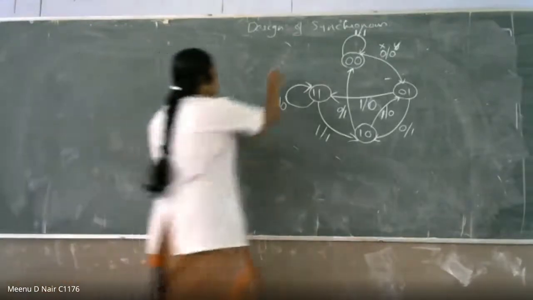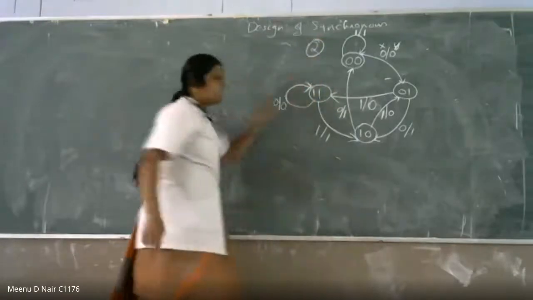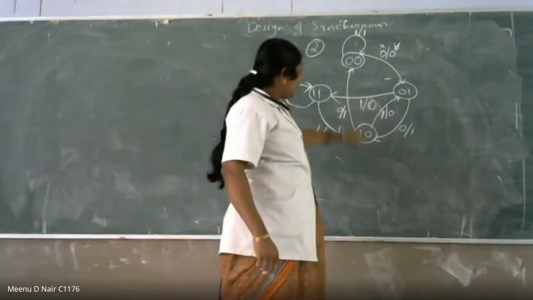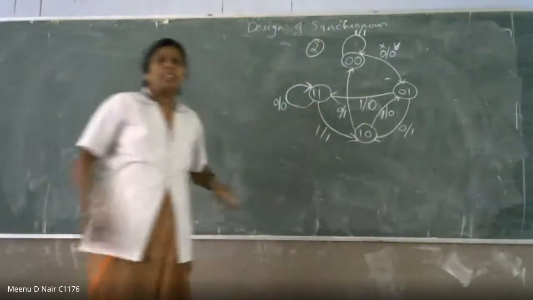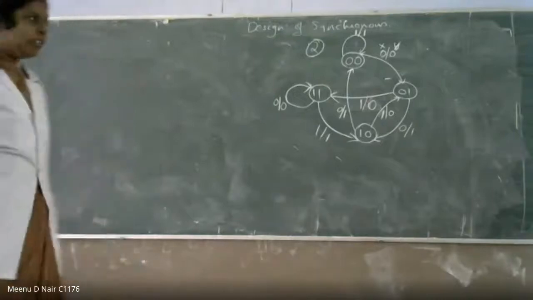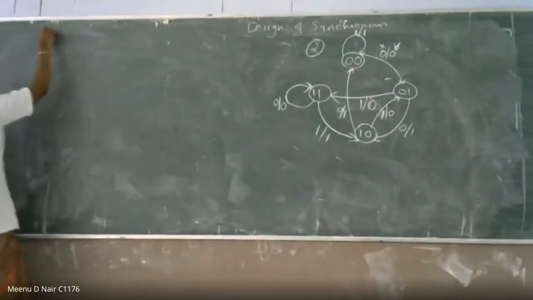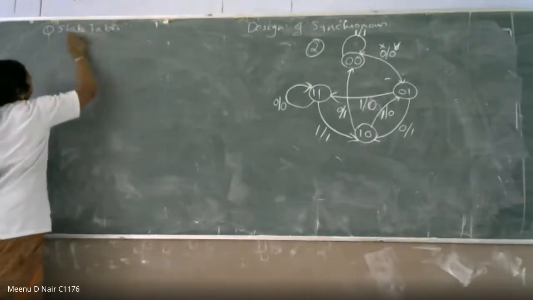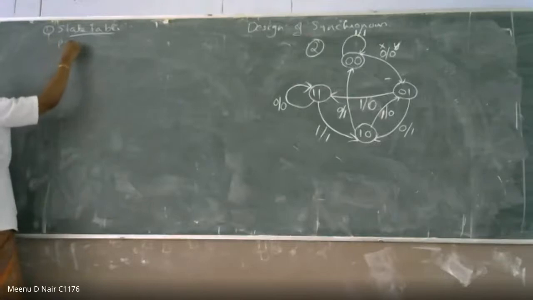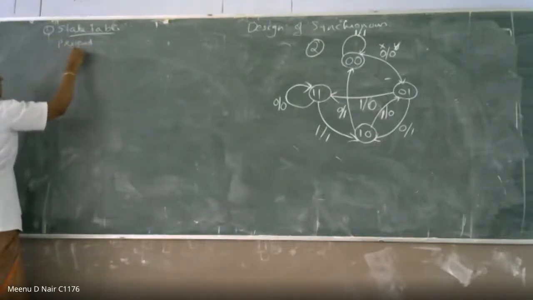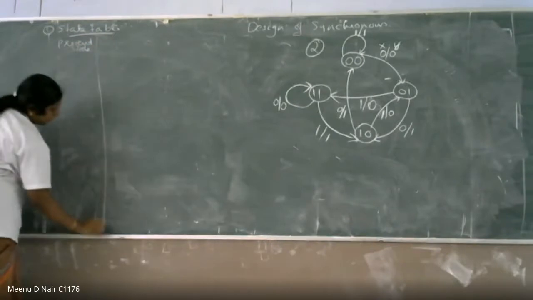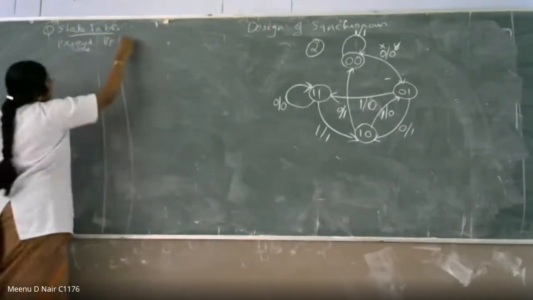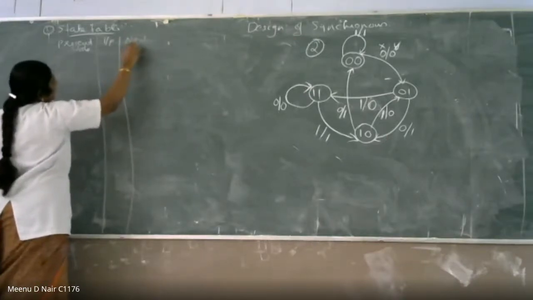This is your second question. There are 4 states: 0 0, 0 1, 1 0, and 1 1. We'll see how we can write the state table. First thing is the state table. What are the parameters here? Present state, then input, then next state, and output.